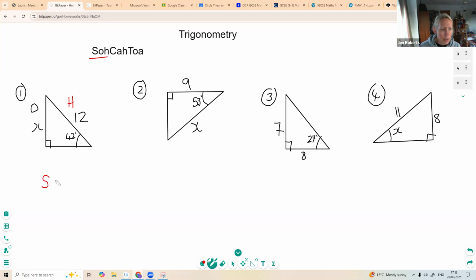So it's sine theta. The angle always comes after your sine, cos, or tan, equals opposite over hypotenuse. It's always in that order: adjacent over hypotenuse, opposite over adjacent. Let's just replace all my information. Theta is the angle. Got sine 45.